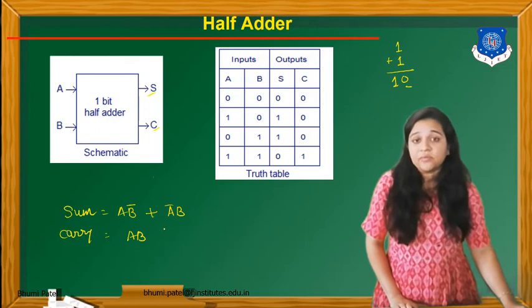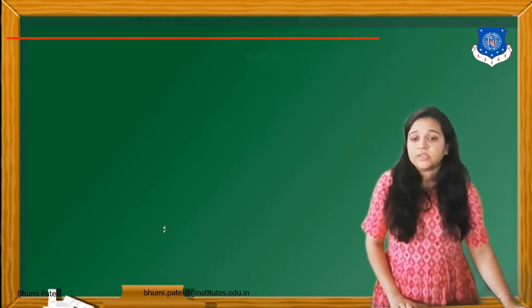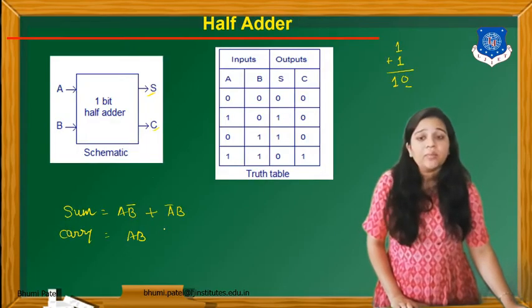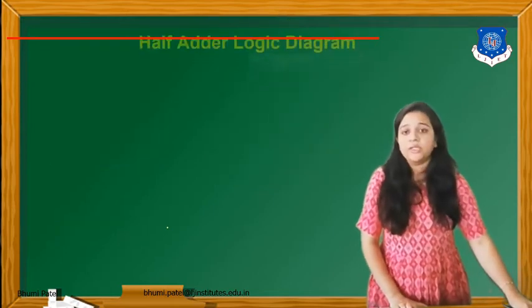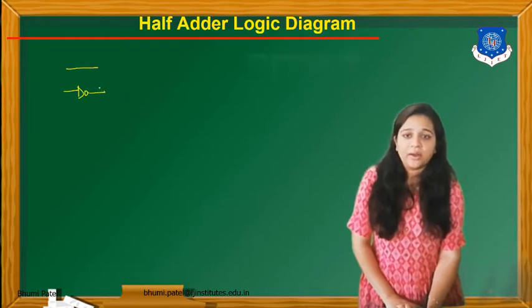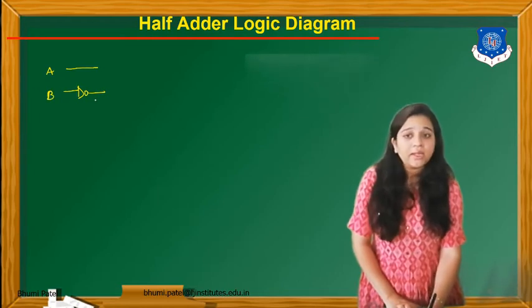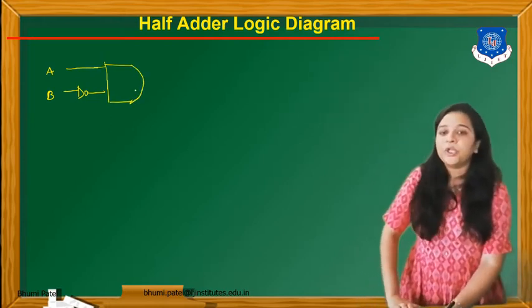Now the next step is to draw the logic diagram using the equations for sum and carry. What is the equation of the sum? Sum is equal to A B bar plus A bar B. So we take two inputs. The first input is A and the next input is B bar. So we put an AND gate here. This is my A input, this is my B input, and we get A into B bar. We draw an AND gate because the AND gate is the multiplication of the two inputs.